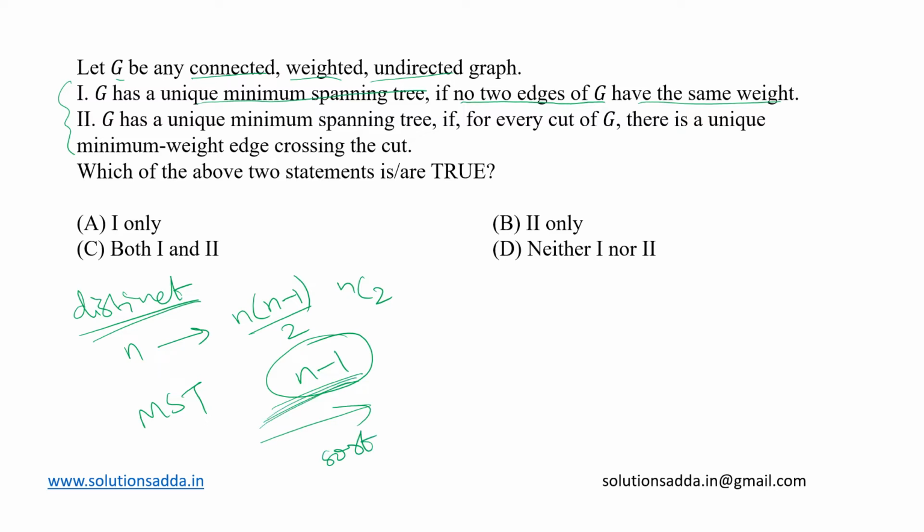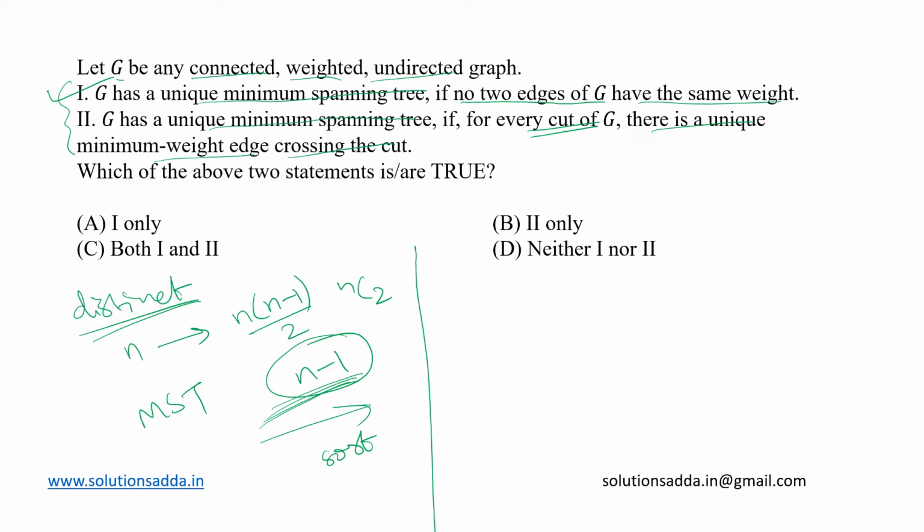So definitely, if there are distinct edge weights, we have only one choice of selecting the edges for the MST, and that gives us a unique MST. So statement 1 is correct, we get a unique MST in this case. Now looking at statement 2, it says that G will have a unique MST if for every cut of G there is a unique minimum weight edge crossing the cut.